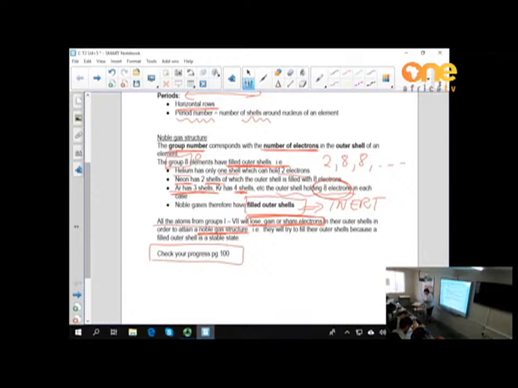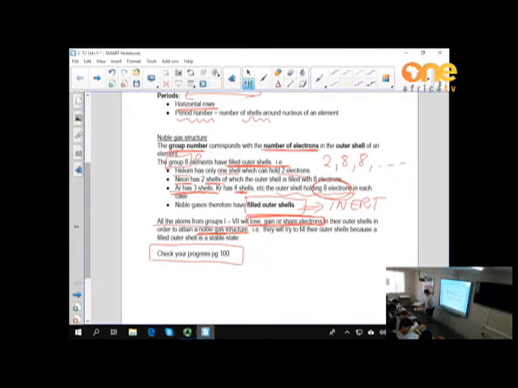Question 3. All elements in group 4 of the periodic table have the same number of protons and neutrons. Is that true? No, it's got nothing to do with protons and neutrons. B: they will have the same number of electrons in their outer shell. Yes, the group number tells me how many electrons there are in the outer shell. So C and D would also be incorrect. They will have similar chemical properties.